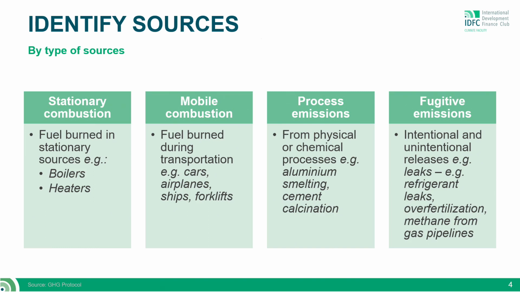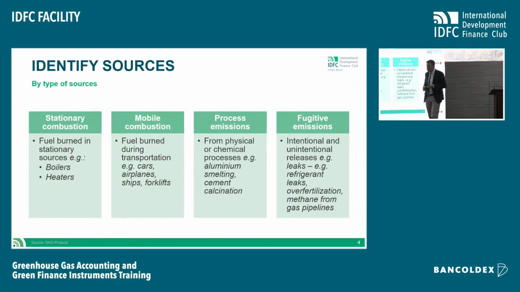And then there are also fugitive emissions, which are in general some kind of leakages. As I said, one of the worst leakages at the company level very often might be leakages of refrigerants. But it can also be over-fertilization in an agriculture company, leakages from methane gas pipes, and so on.